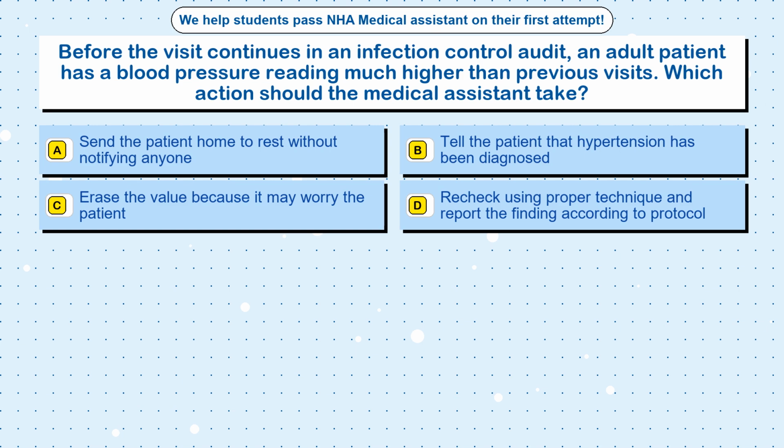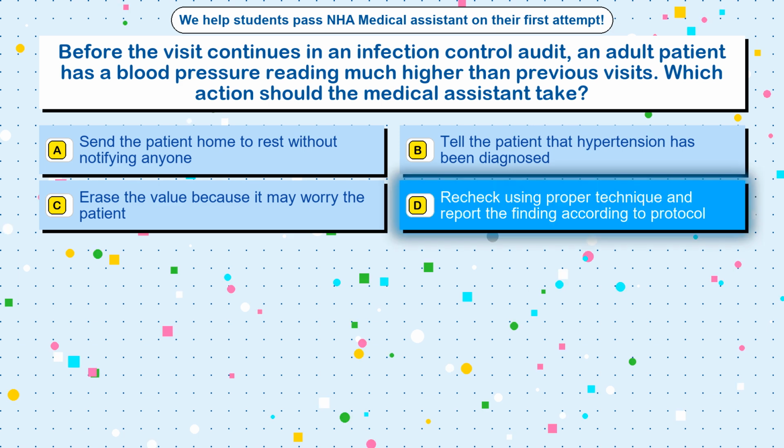Question 43. Before the visit continues in an infection control audit, an adult patient has a blood pressure reading much higher than previous visits. Which action should the medical assistant take? Option A, send the patient home to rest without notifying anyone. Option B, tell the patient that hypertension has been diagnosed. Option C, erase the value because it may worry the patient. Option D, recheck using proper technique and report the finding according to protocol. The correct answer is option D, recheck using proper technique and report the finding according to protocol.